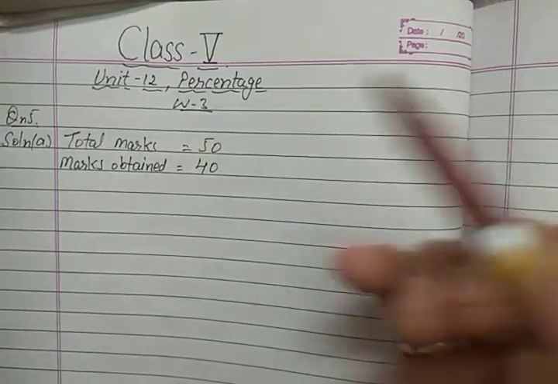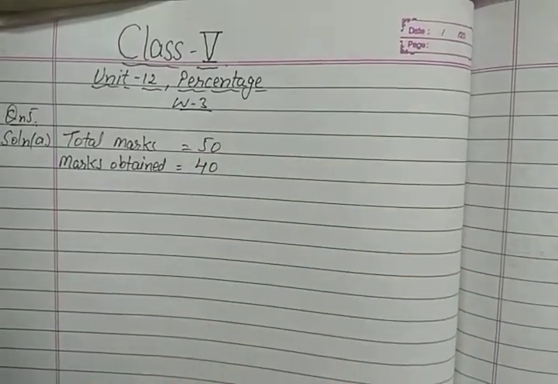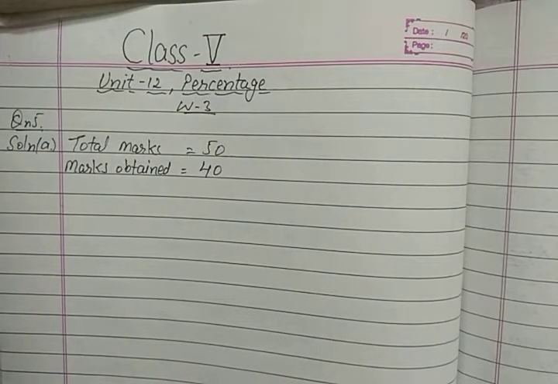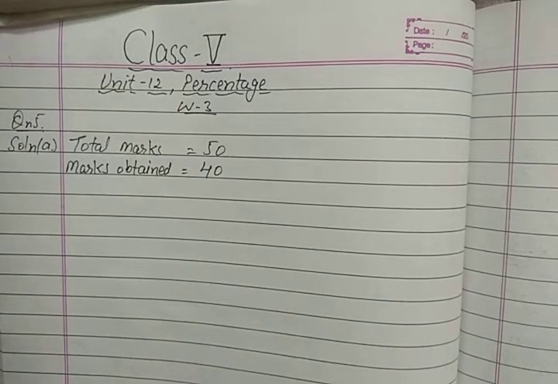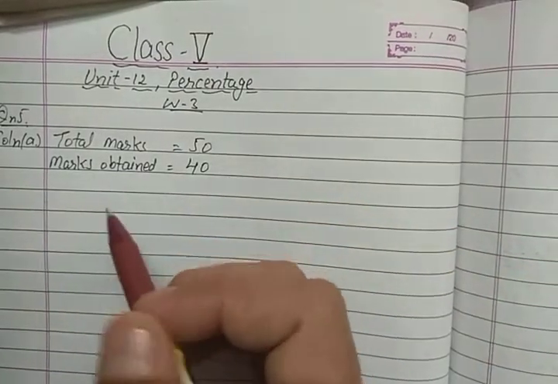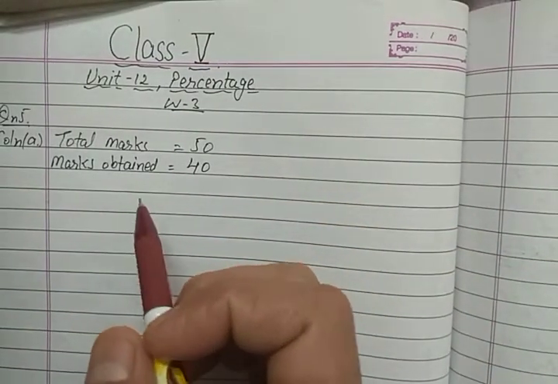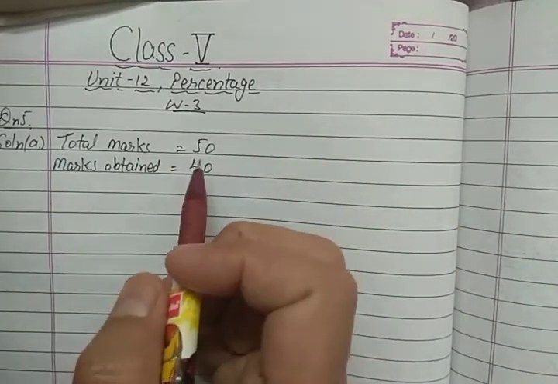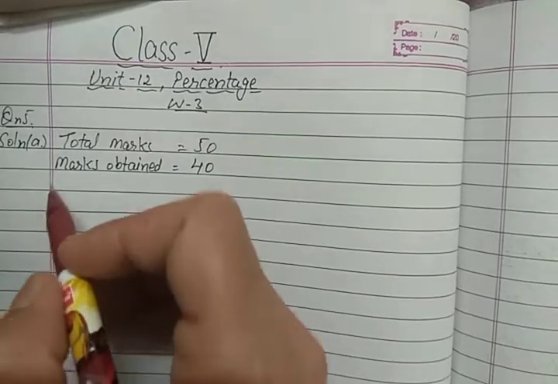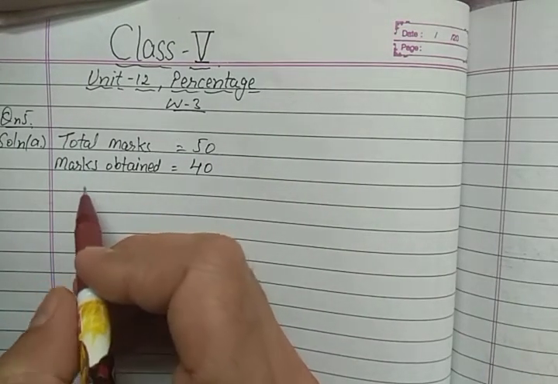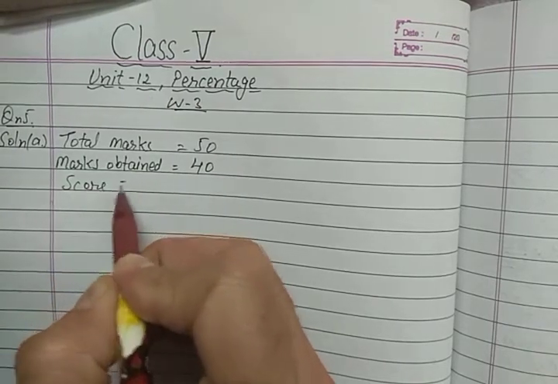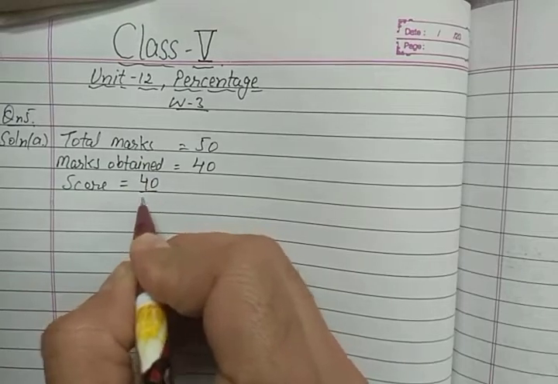So how can we write? आपने देखा ही होगा कि जब आपको मार्क्स मिलते हैं एग्जाम में तो कैसे मिलते हैं. Total marks are written in the denominator and the marks you obtained is written at the numerator. And always remember कि जब आपको फ्रैक्शन लिखना है तो नीचे आपके टोटल आता है. So here we will write it in fraction. So marks obtained, how can we write? So score is 40 out of 50, right?